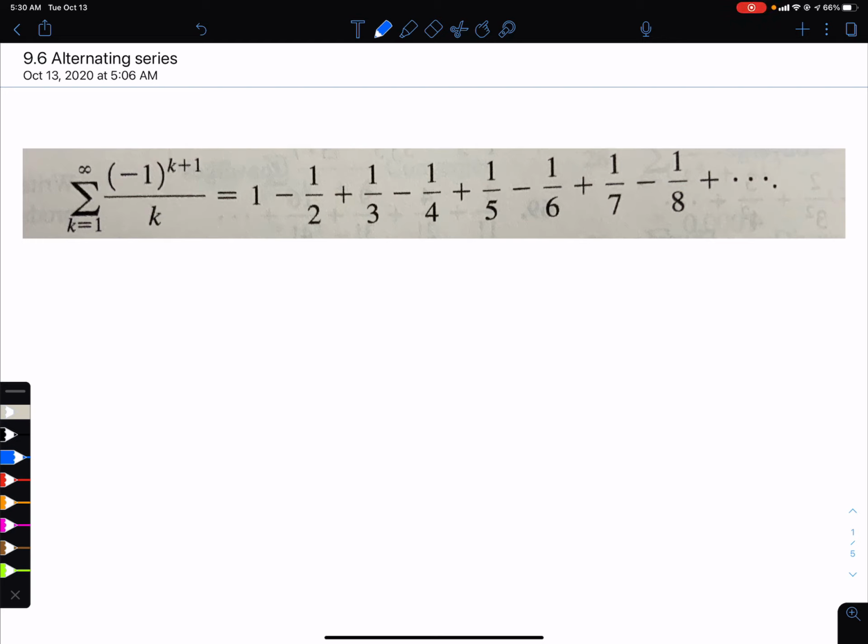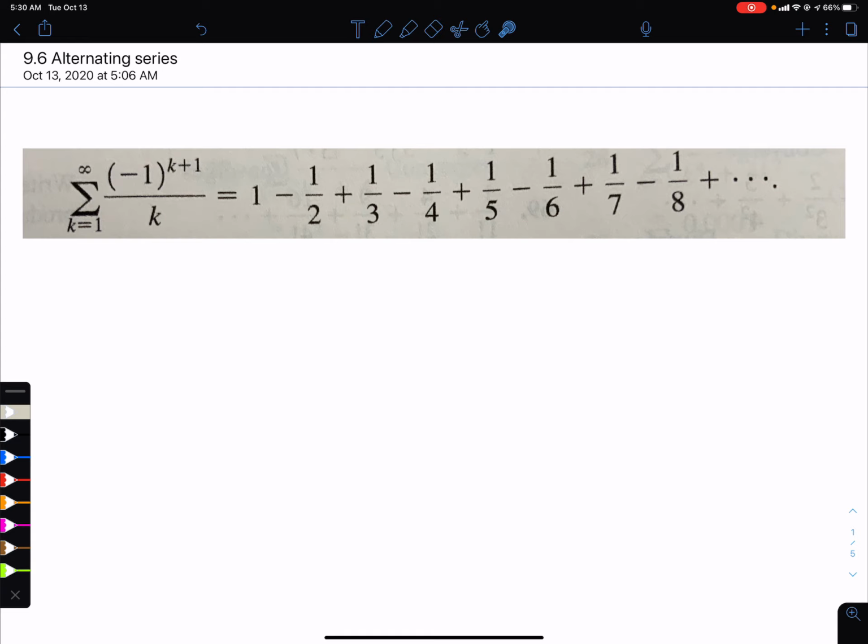This is section 9.6, the alternating series. So what is an alternating series? If you'll notice, positive, negative, positive, negative, positive, negative. That's all there is to an alternating series. The signs of each term alternate.